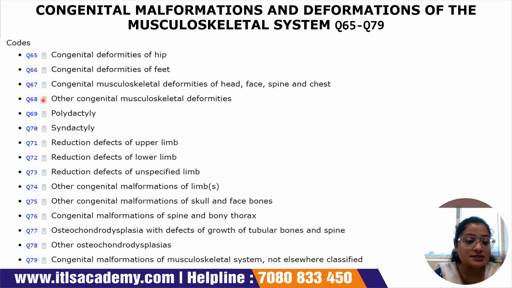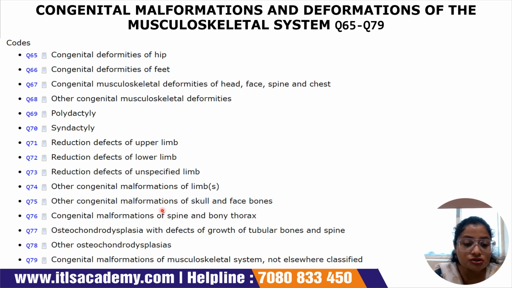Then we have Q67. I think they are following the chronological manner, so no need to mention each. Next we have congenital musculoskeletal deformities of head, face, spine and chest. Then we have other congenital musculoskeletal deformities. Then we have polydactyly. Then we have syndactyly. Then we have reduction defects of upper limb, lower limb and unspecified limb respectively. Then we have other congenital malformations of limbs.